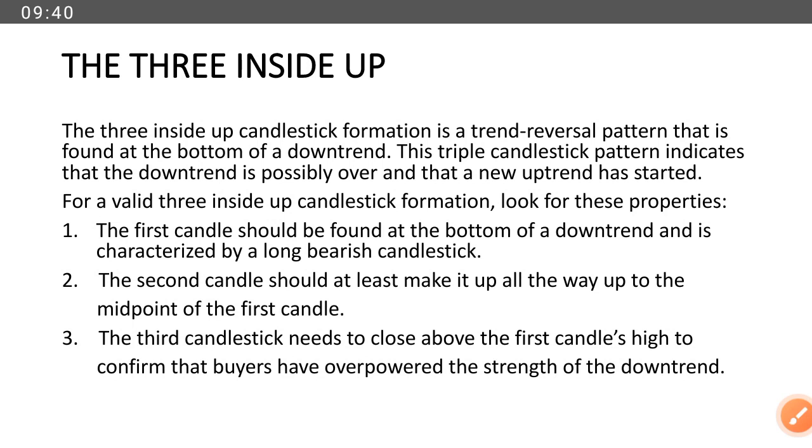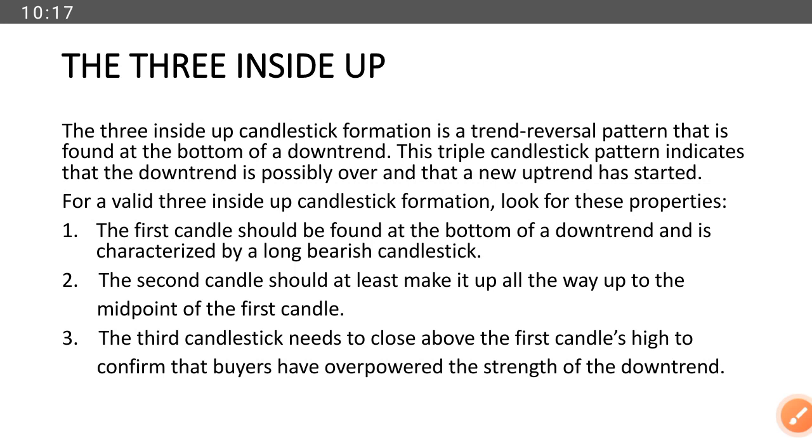And the third one, the three inside up. The three inside up candlestick formation is a trend reversal pattern that is found at the bottom of a downtrend. This three candlestick pattern indicates that the downtrend is possibly over and that a new uptrend has started. For a valid three inside up candlestick formation, look for these properties.